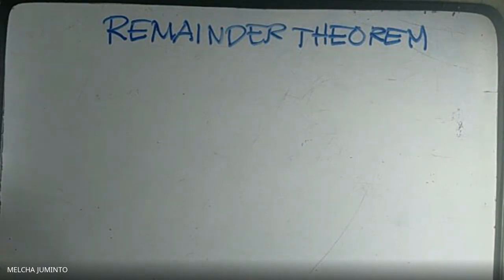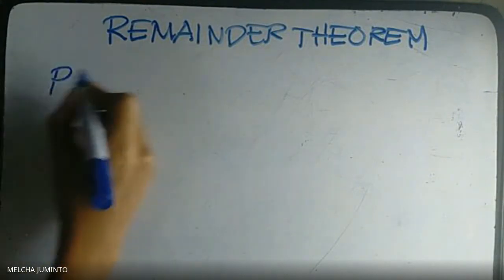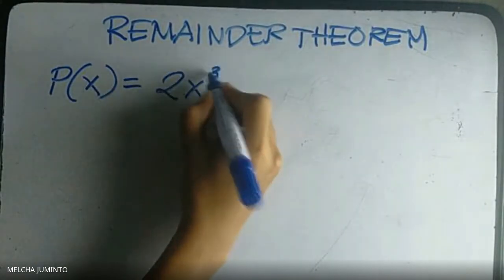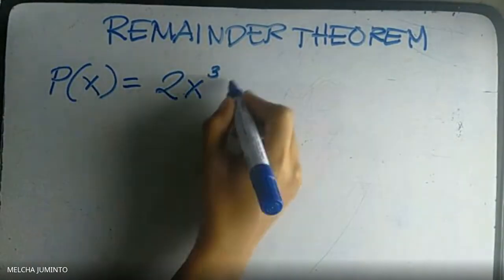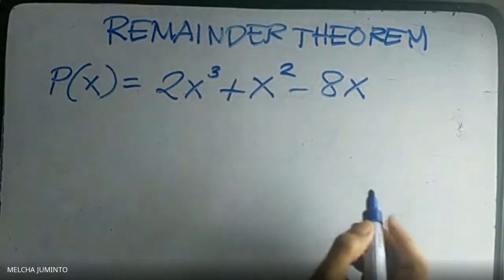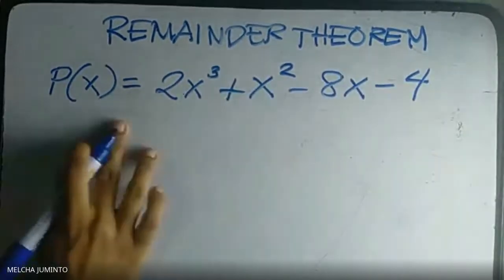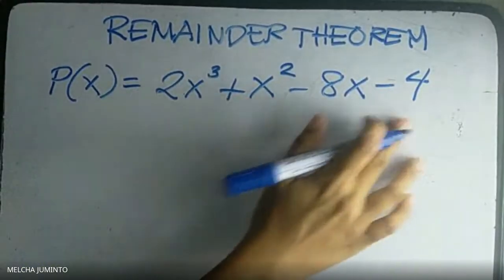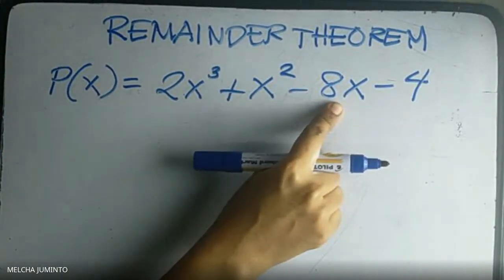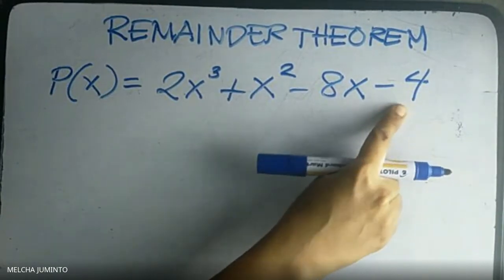To understand this theorem, we need to apply it in an example. Let us discuss the first example, which is dividing the polynomial. The given polynomial P(x) is equivalent to 2x cubed plus x squared minus 8x minus 4. This is the polynomial containing 4 terms. The first term is 2x cubed, the second term is x squared, the third term is negative 8x, and the constant, or the last term, is negative 4.